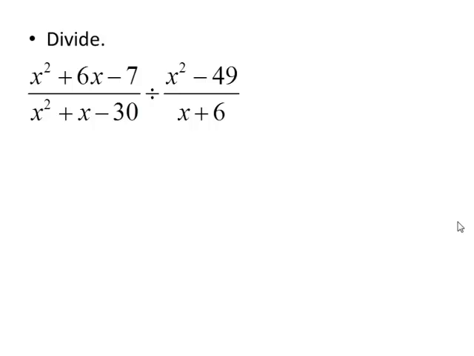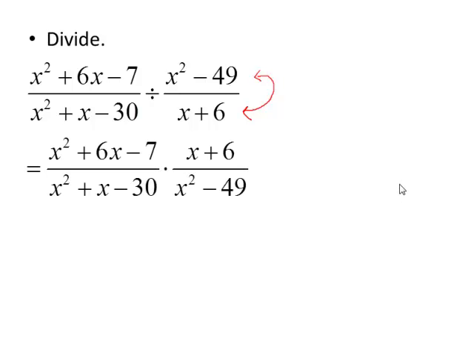To divide rational expressions, just like dividing numerical fractions, we want to replace the divisor by its reciprocal. And in doing that, we can change division to multiplication. So the first step here is to rewrite this as the first fraction times the reciprocal of the second.